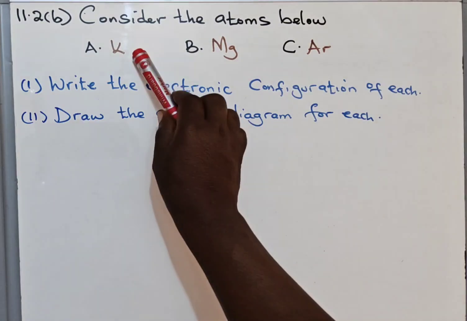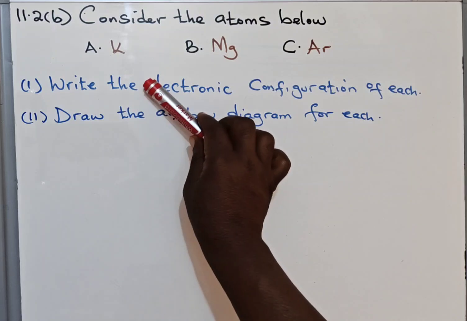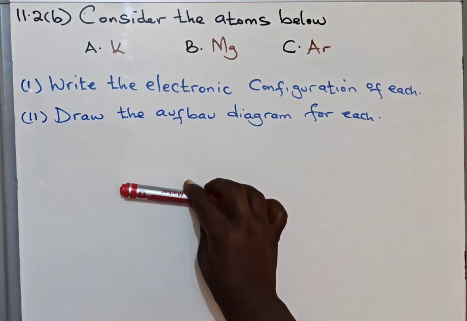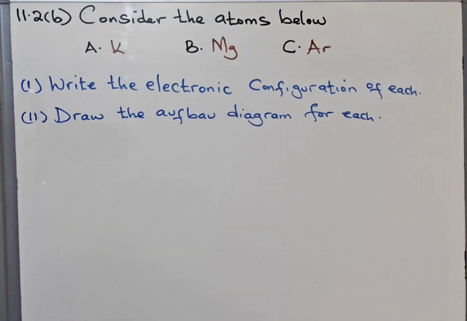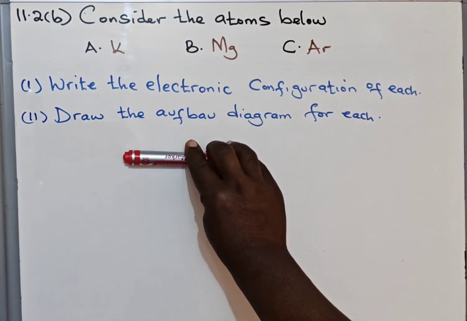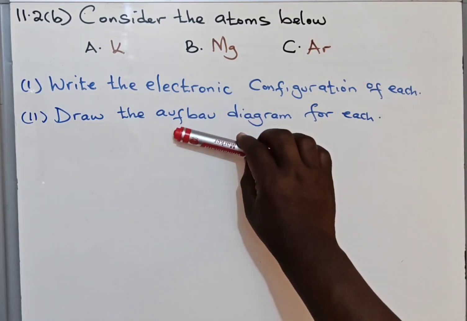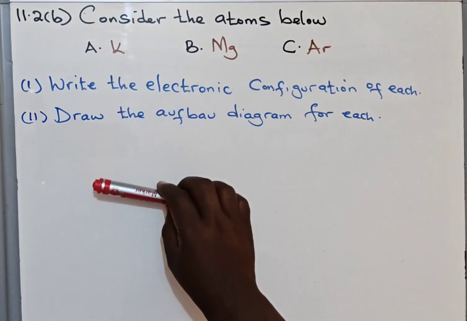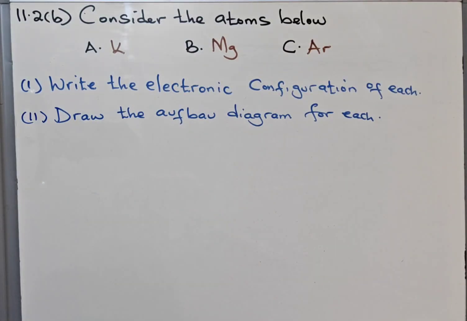To establish a proper, understandable relationship, we are going to answer the 2 questions for each element consecutively, once. Okay, let's start with potassium.